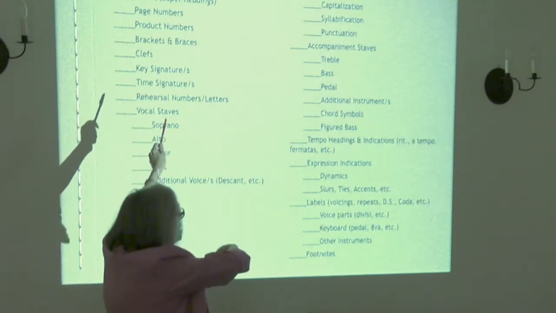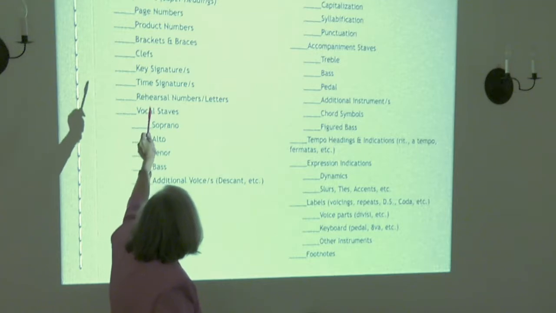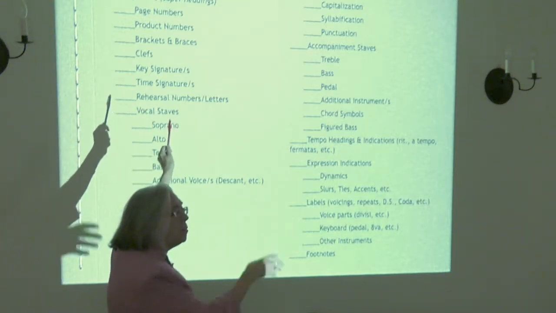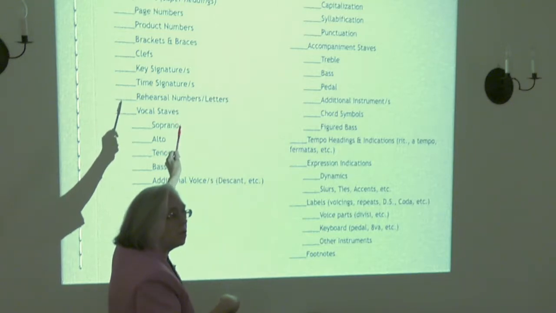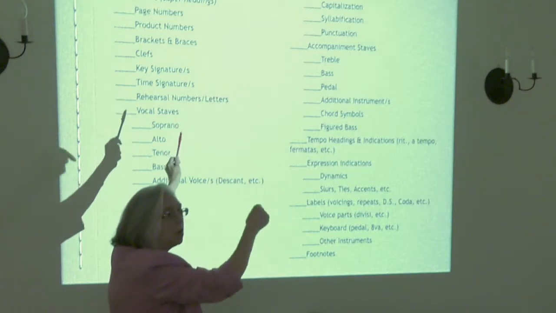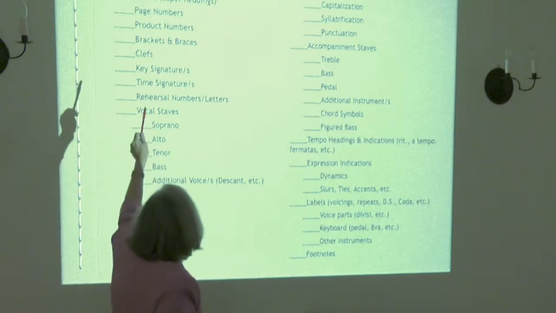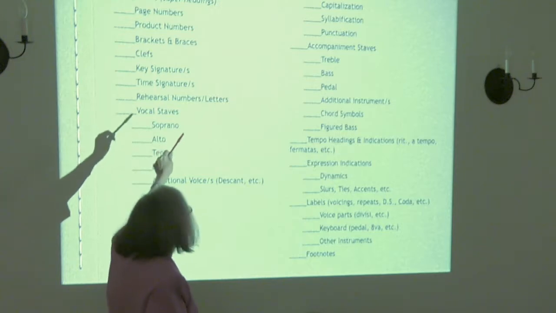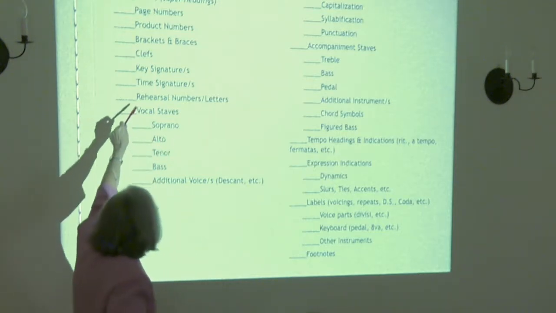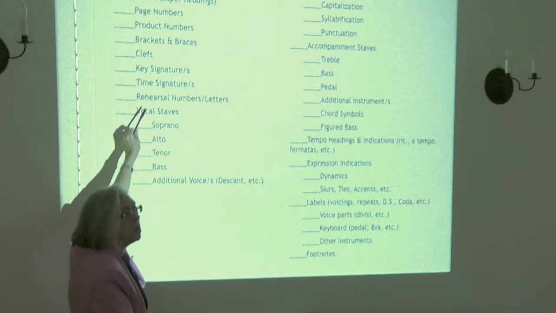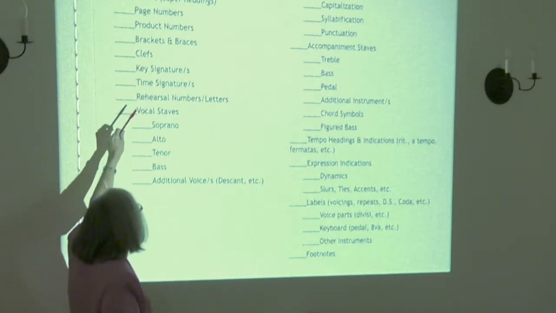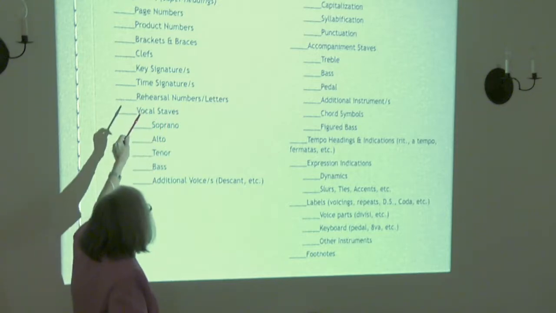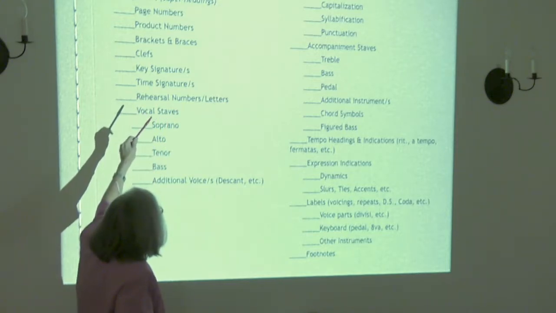Brackets and braces, that's the beginning of a system. Clefs, are they there? Are they correct? If it's 4 scores for the chorus parts, is it soprano, alto, tenor, bass? Make sure we've got the right clef for them. Key signatures, time signatures, rehearsal numbers and letters. This is actually fairly automatic with the system we have now, but sometimes we want to add additional rehearsal numbers or letters just as a help to people.